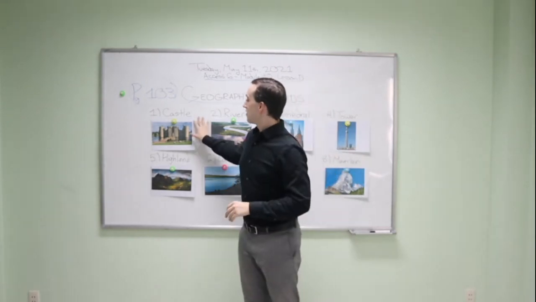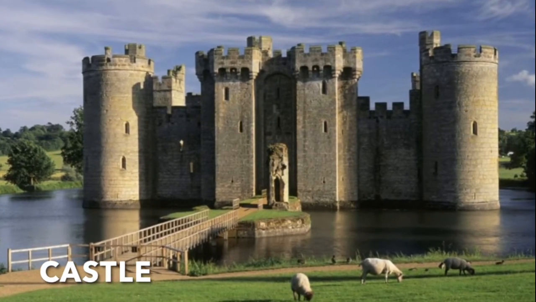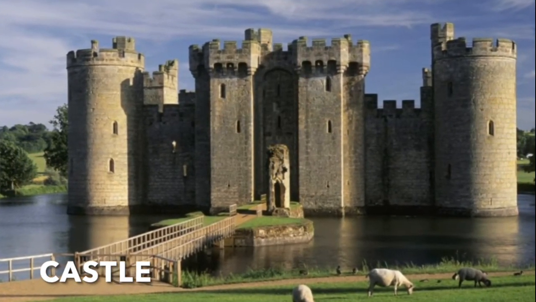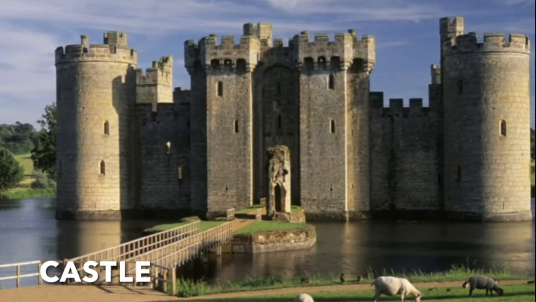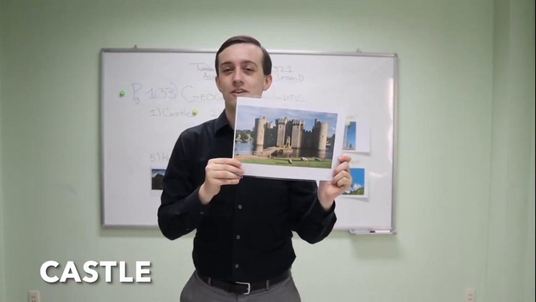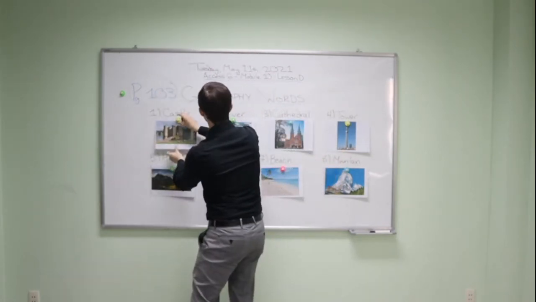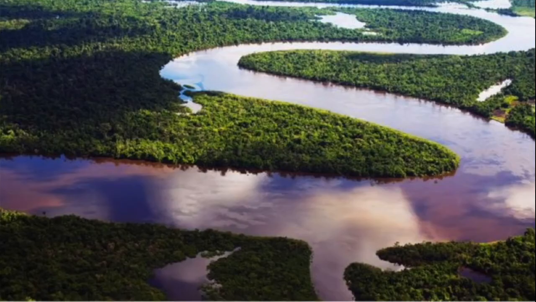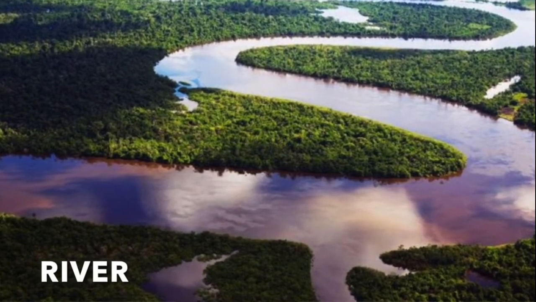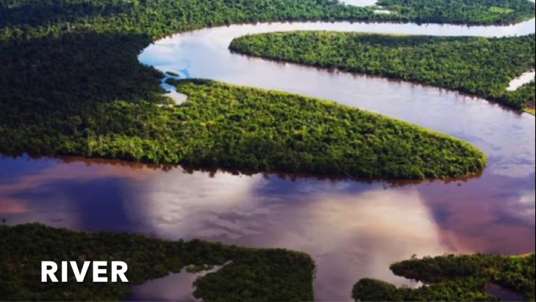Right, let's start. So, number one, here. Can you see? This is a castle. Everyone, repeat after me. Castle. One more time. Castle. Okay, good. Now, number two. Number two. Can you see this? It's a river. Again, river. Okay.